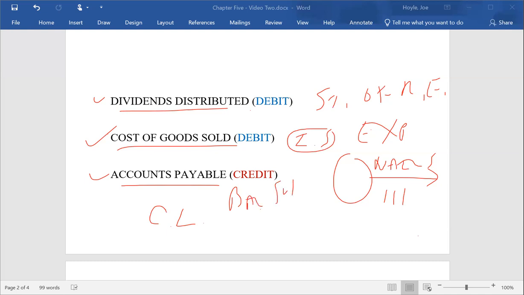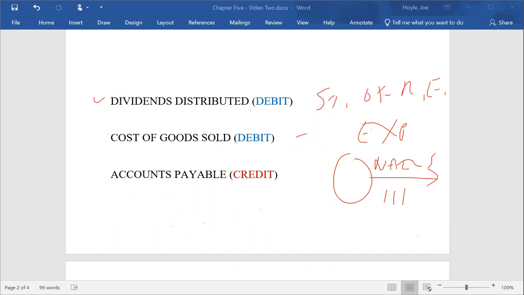It is a debt that the company has for buying things like merchandise or supplies, where it bought the item on credit, but it did not sign a note. It simply said, I want to buy these nails, I want to buy this hardware, and I will pay you in 30 days or 60 days or whatever they agree upon. It's less formal than a note payable, and normally it's going to be paid in a fairly short period of time. Those are the next three accounts: dividends distributed, cost of goods sold, and accounts payable.